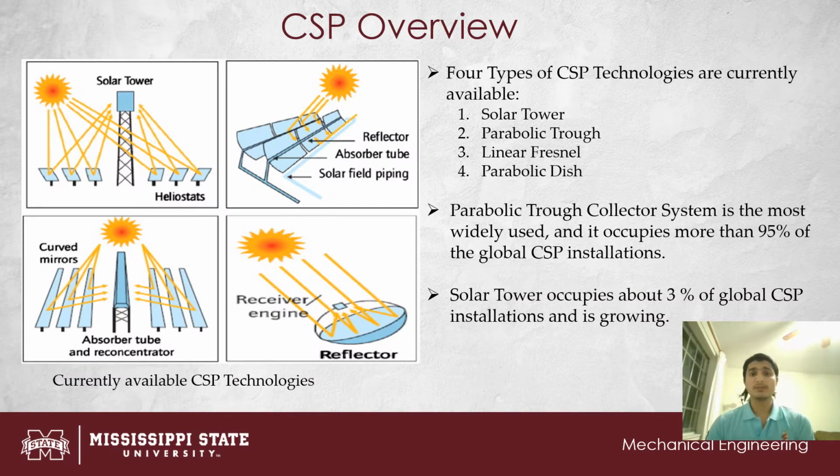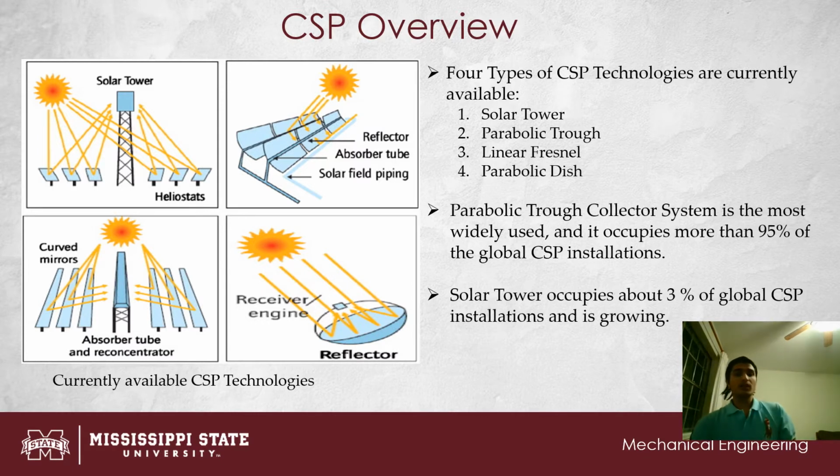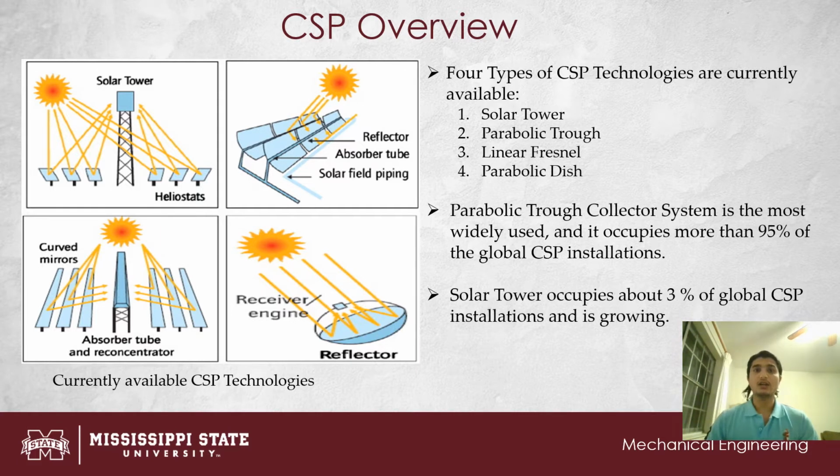There are four types of CSP technology currently available. The first one is solar tower. The second one is parabolic trough. The third one is linear Fresnel, and the fourth one is parabolic dish. Parabolic trough collectors are one of the most widely used technologies. Globally, it's used by around 95% of CSP installations. Solar tower occupies around 3% of the global CSP installations, but it's growing because of its high capacity for producing electricity.